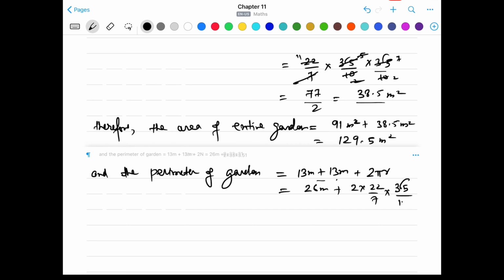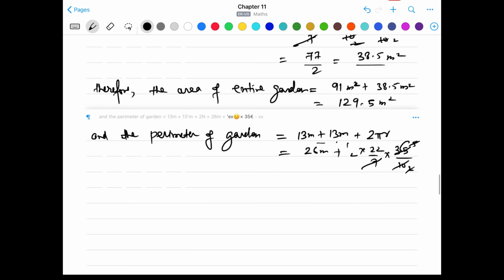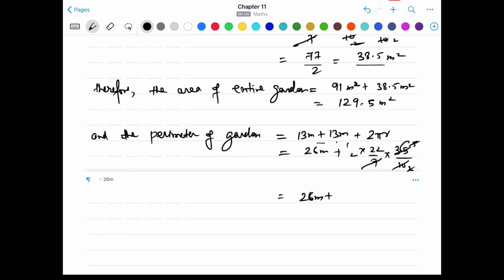Okay, by removing the decimal we get 10 here. This 7 will give us 5, this 5 we cancel by 10, we'll get 2 here, and this 2 will be cancelled by this 2 here. So what remains is only 26 meter plus 22 meter. When you add the two, the answer will be 48 meter, not square. So that's the answer for the 2.